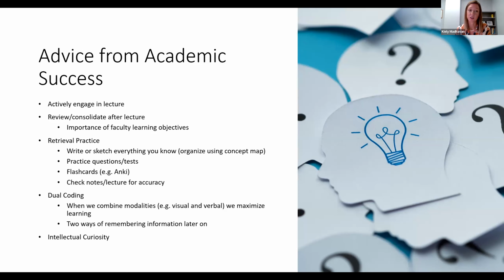So after a lecture, they can write down everything they remember. They can fill out learning objectives. They can find practice questions, use flashcards. Each time, they're making it easier for them to retrieve that information later. As they're doing this, we're also telling them to check their notes and their lecture for accuracy. Dual coding, we touched on that quite a bit already, but combining multiple modalities gives them a better opportunity to not only encode the information, but there's two ways to remember that information later.